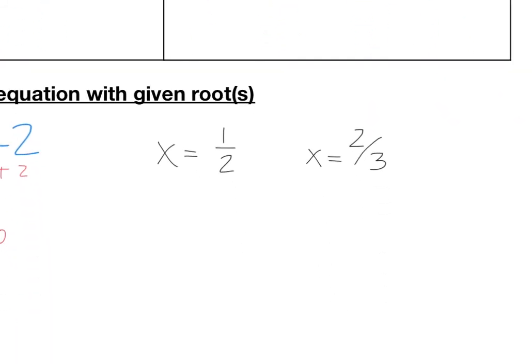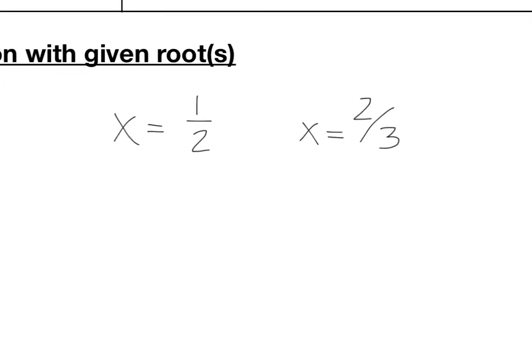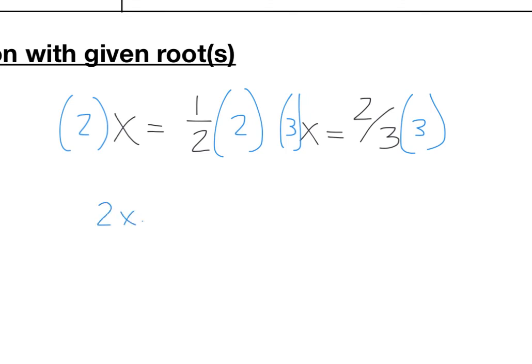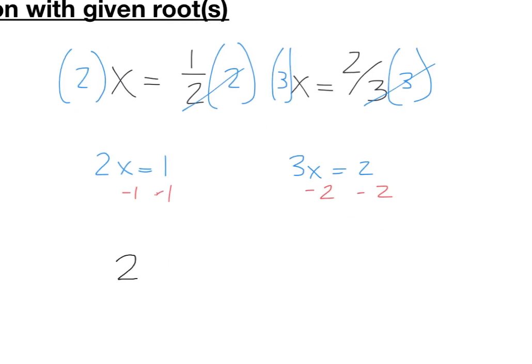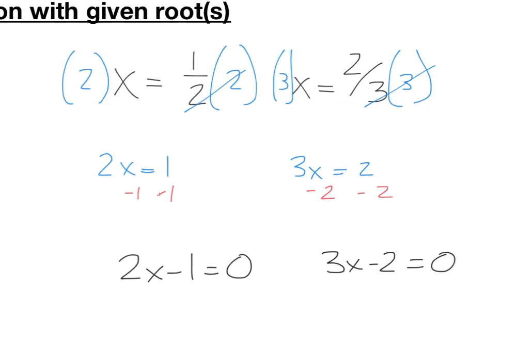The first thing that we'll want to do in situations where you have fractions is you'll want to multiply both sides by the denominator to help clear the fraction. So here we'd have 2x is equal to 1. Those 2's cancel out. Here we'd have 3x is equal to 2. And then you go through and do your subtraction. So this one would land at 2x minus 1 is equal to 0. And this one would land at 3x minus 2 is equal to 0.